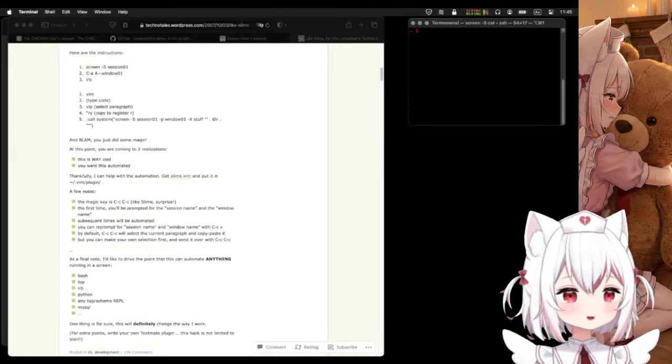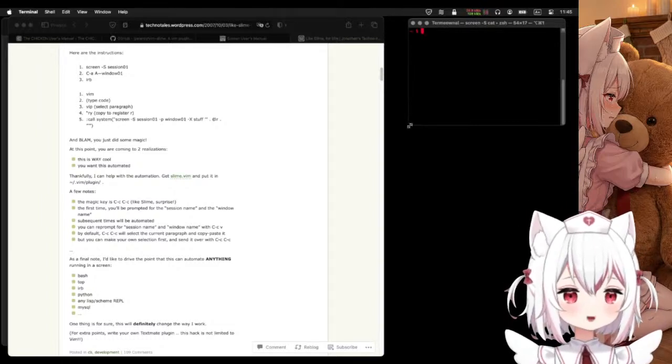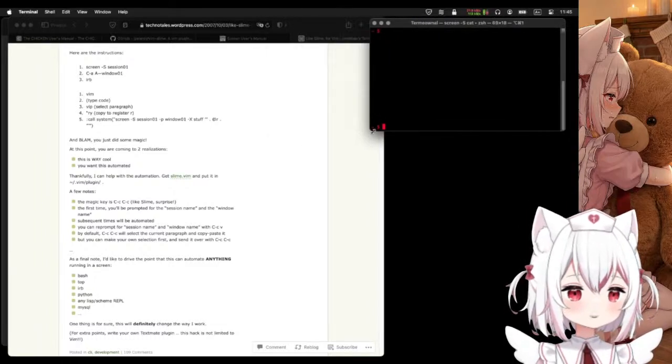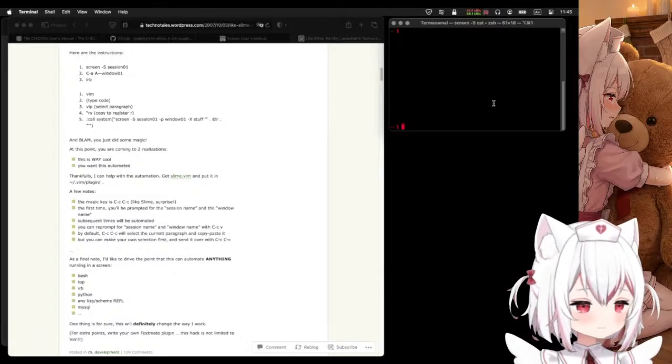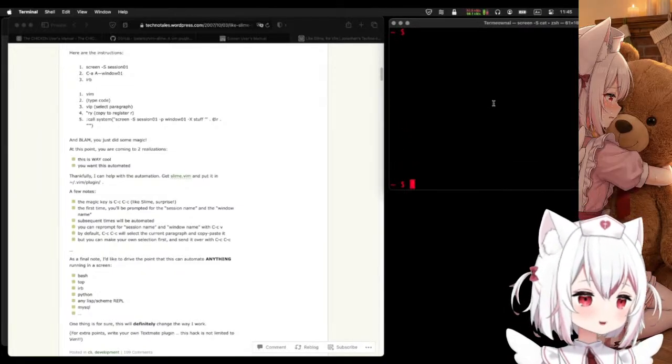And then theoretically, this window right now, this terminal, should be cat 1. This should theoretically be cat 1. Oh, so the font is too small. Sorry. It's because I was doing other things before.